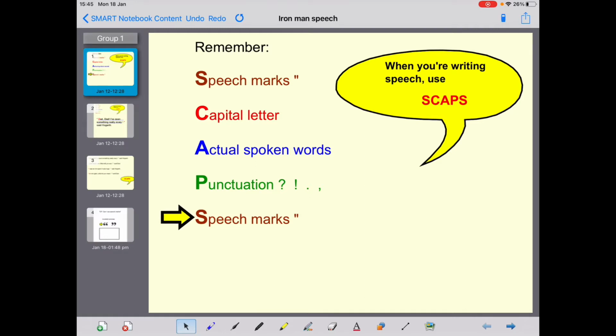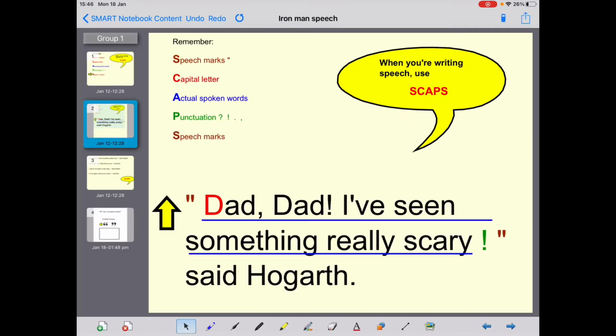Let's try it with one of our sentences. So the first part of speech in our play yesterday was, "Dad, I've seen something really scary!" And that's what Mr. Stilwell said when he was pretending to be Hogarth. So we have to put in, to finish off the sentence, said Hogarth. "Dad, I've seen something really scary!" said Hogarth.